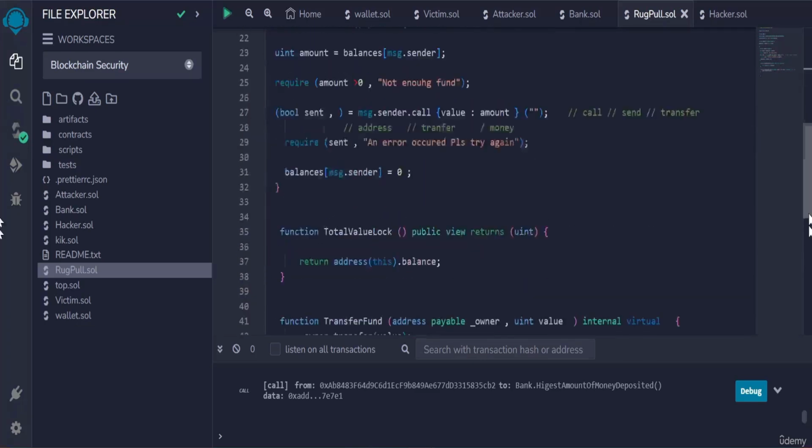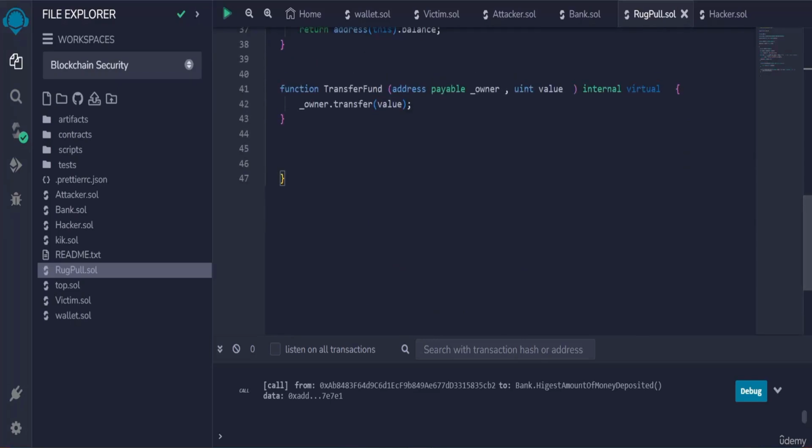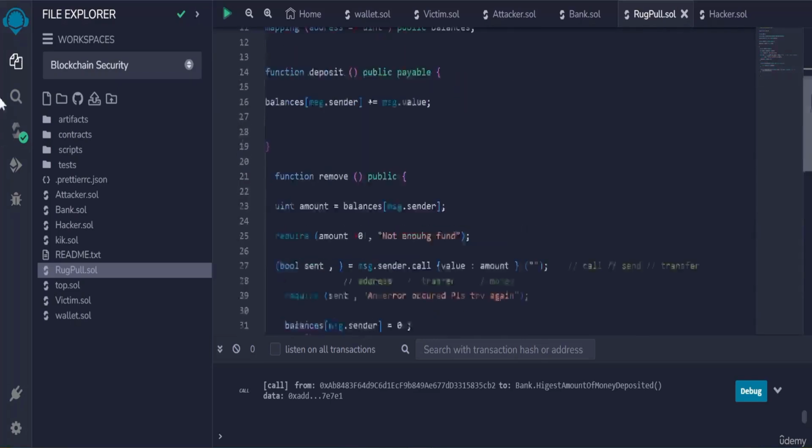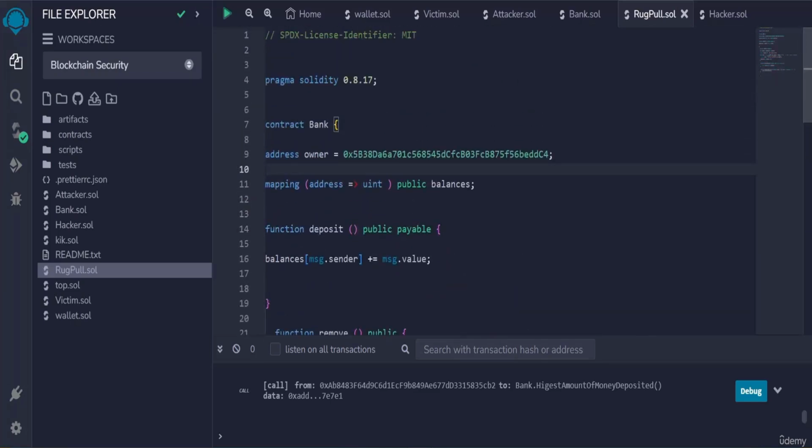We added one function, this function transfer fund, and also this owner variable. What is going to happen is that, first of all, we are going to add to this bank contract the address of the owner of this contract. This is actually the address of the CEO in this contract. So this contract belongs to the CEO. So this bank belongs to the CEO.